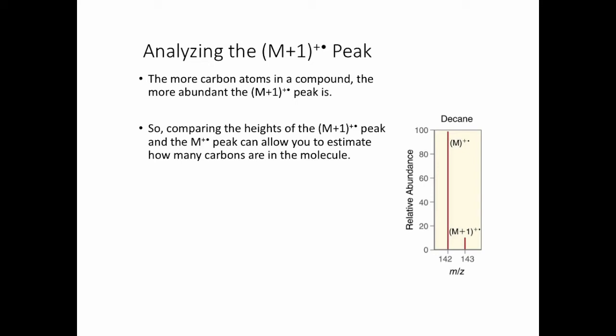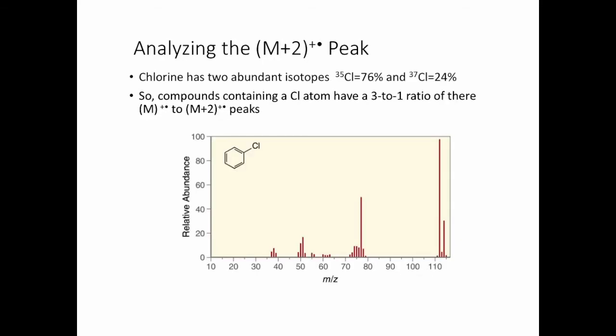So as the number of carbons increases, the height, the relative abundance of that M+1 peak will also increase. And we can use that to our advantage because we can compare the height of the molecular ion peak and the M+1 peak to determine how many carbons are in the molecule, which will help us figure out the formula. And we're going to do some exercises in class on this.